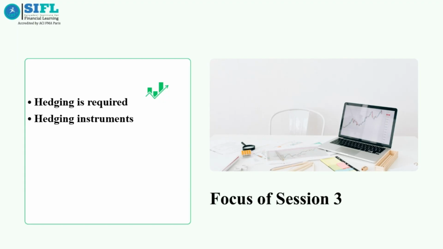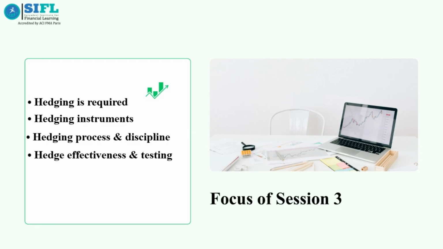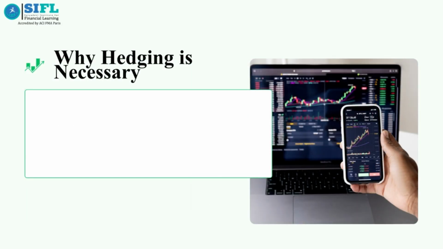Next, we will look at the hedging instruments used by banks, including derivative products commonly applied to manage different types of market risk. We will then walk through the hedging process and the discipline required, from identifying exposure to monitoring hedge performance. We will also discuss hedge effectiveness and testing, which are essential to ensure that hedges are actually working as intended. Finally, we will tie everything together through real banking case studies, showing how hedging decisions are made in practical, real-world situations. Hedging is a core risk management activity for banks and financial institutions.